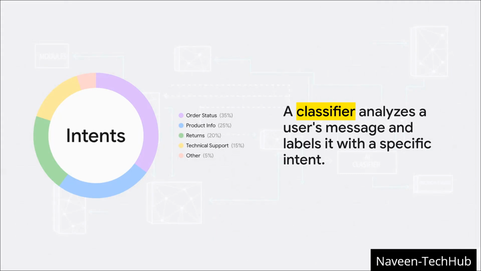Now let's look at something you've probably used 100 times, chatbot intent detection. When you type, "Where is my package?" into a chat window, there's a classifier prompt working in the background. It's analyzing your message, labeling it with an intent like order status, and that tells the system exactly which API to call to get your tracking information.